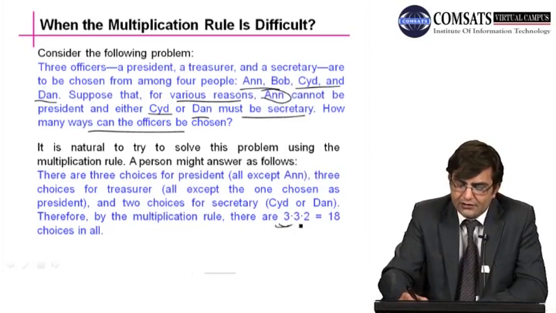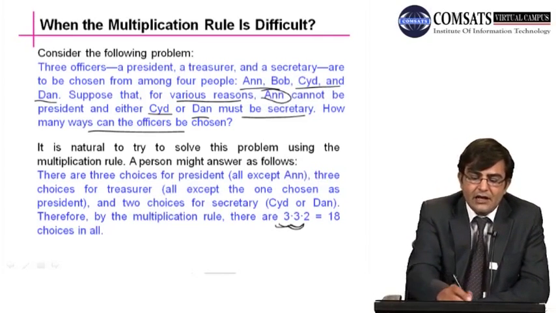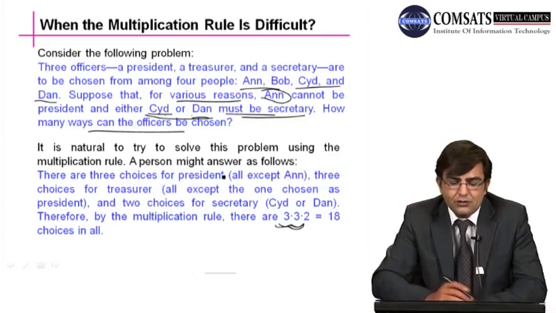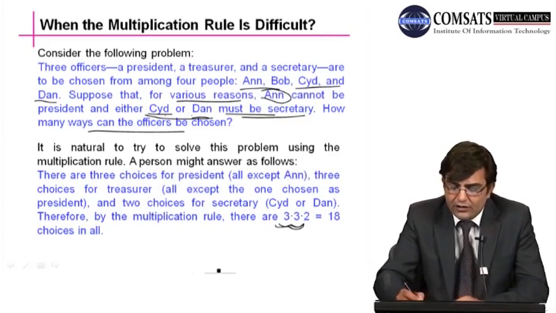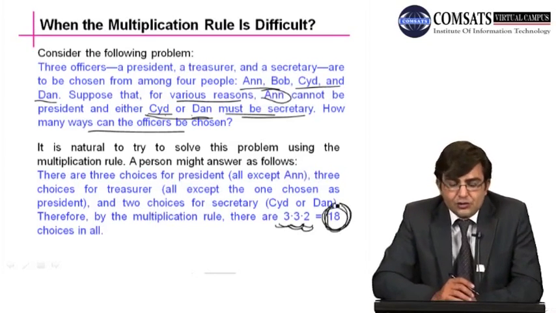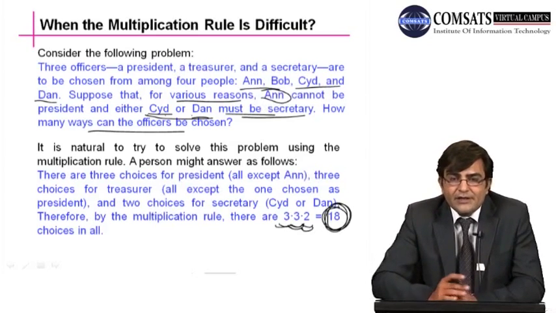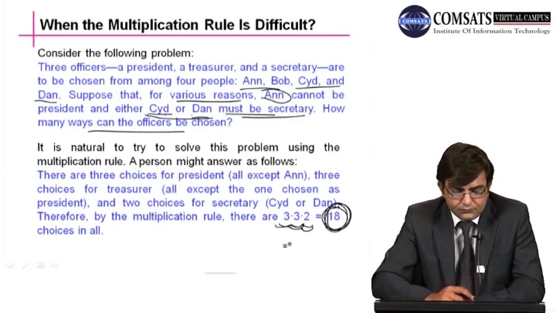So we write it here 3 into 3. Now what is left? Secretary is left. Here we have a condition that either Sid or Dan must be the secretary. So there are only two possibilities for a secretary. So we write it here 2. So 3 into 3, 9, into 2, 18. So we have 18 possibilities to choose these three officers, president, treasurer and secretary, from among four people, Anne, Bob, Sid and Dan.